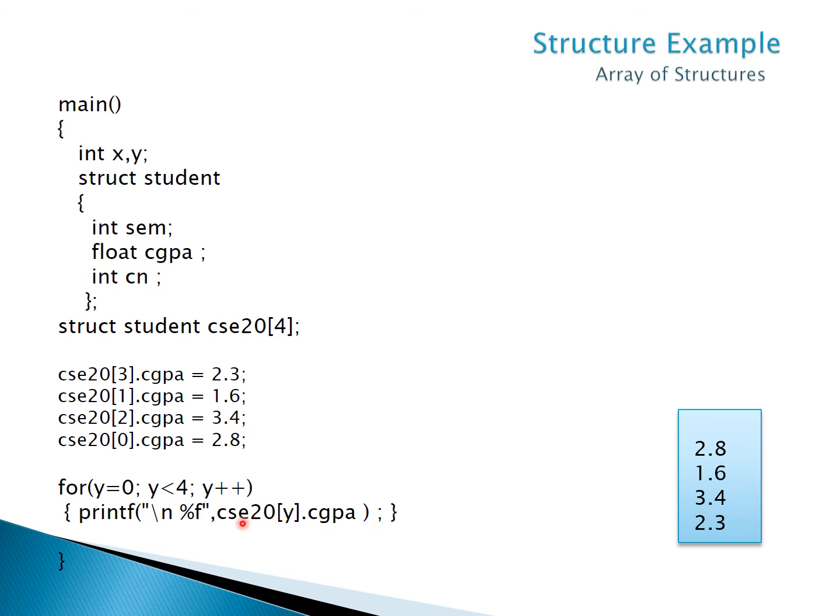Similarly, we can display the semester number of all the structures, or similarly we can display the class number of all the structures using this. We need to change only this part because that is the member-of operator, and any member can be called using this for loop. So it's a very simple method to display a single member of all the structures.